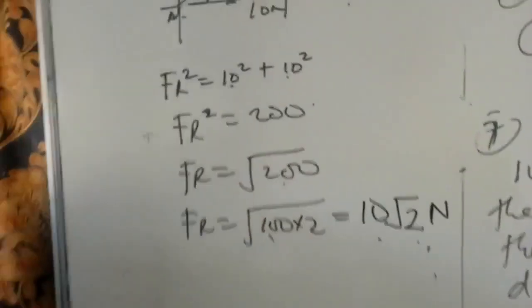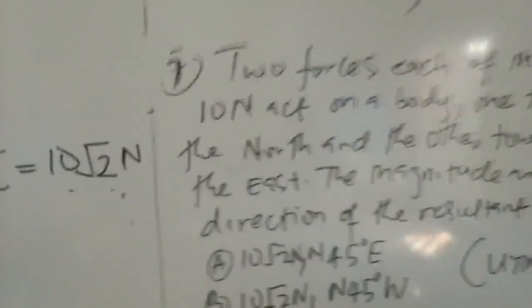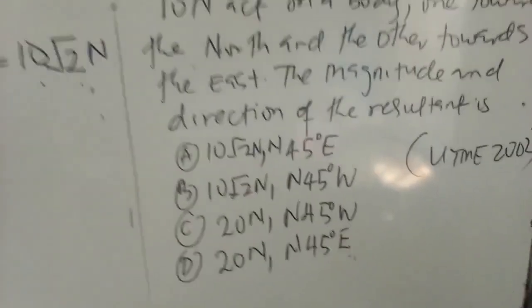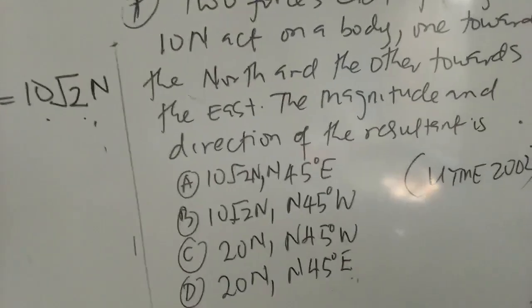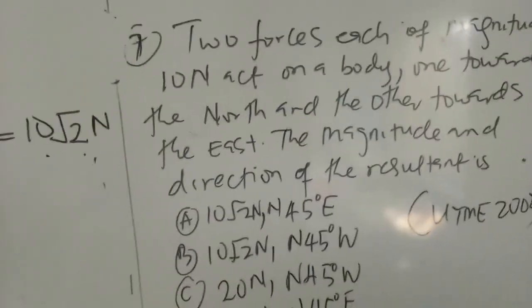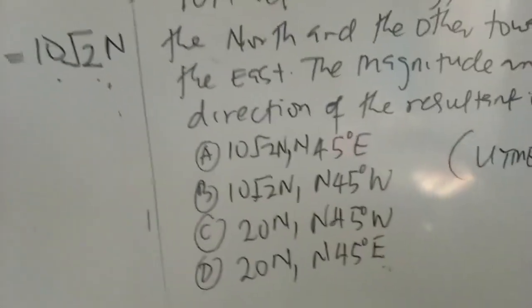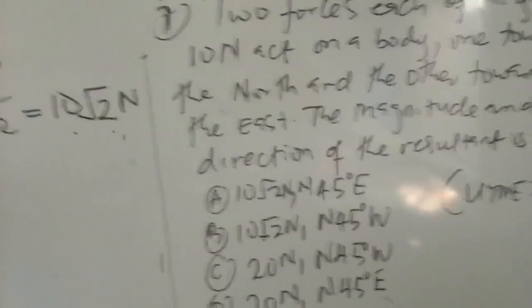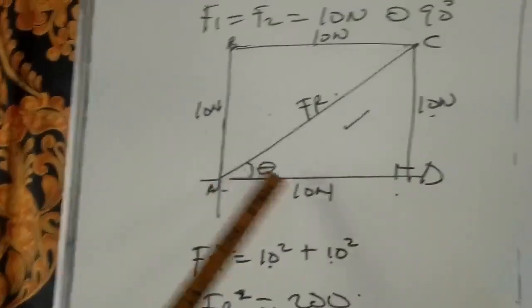If you go to the options for the answers, we have two answers that are contradicting each other. Option A and option B: 10 root 2 Newton, 10 root 2 Newton, each of them bearing 45 degrees. But the difference is the bearing. One is northeast, and the other is northwest. So go back to our diagram again to find the direction of the resultant, since it's a vector. Then find the angle here, theta.